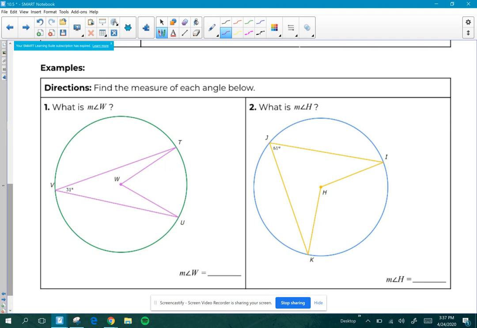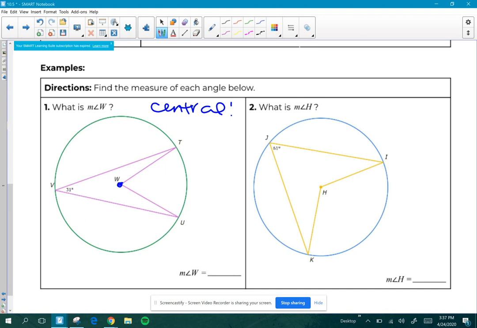Okay, so the directions say to find the measure of each angle below. So I want to find the measure of these angles. The first one says, what is the measure of angle W? Now, if I look at angle W, you have to think to yourself, is that a central angle or an inscribed angle? Angle W actually has its vertex at the center. So this is a central angle.